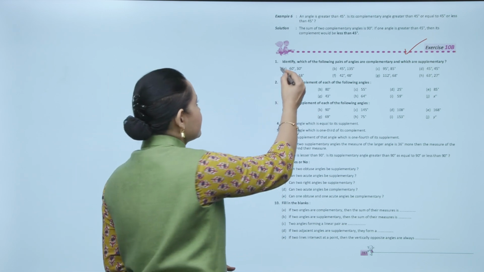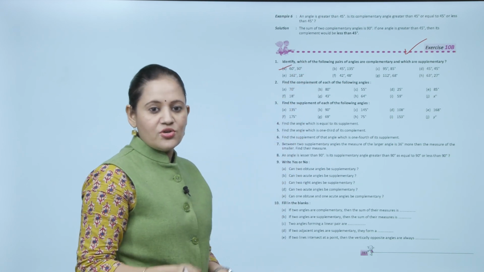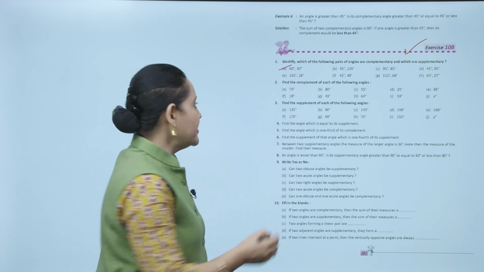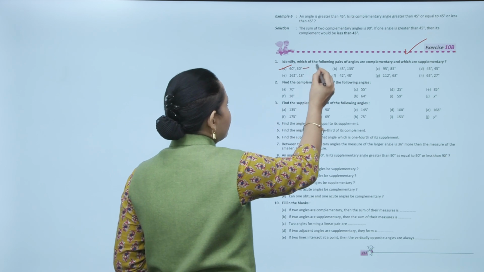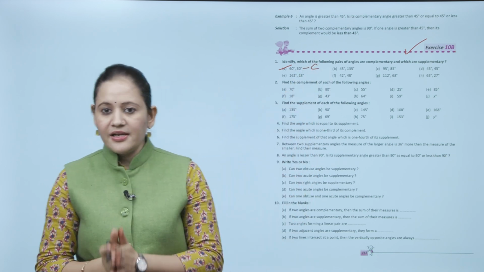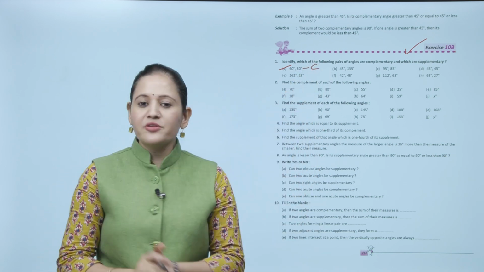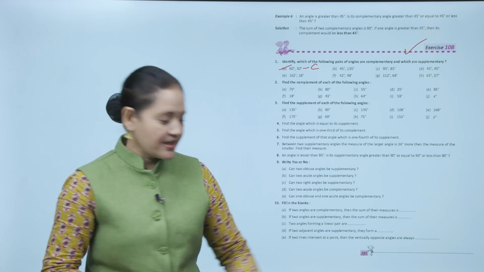So, first 60 plus 30. The sum is 90 degrees. That means they are complementary. So, we will write C for them. Clear? You have to practice all the questions. We will move to the next topic.